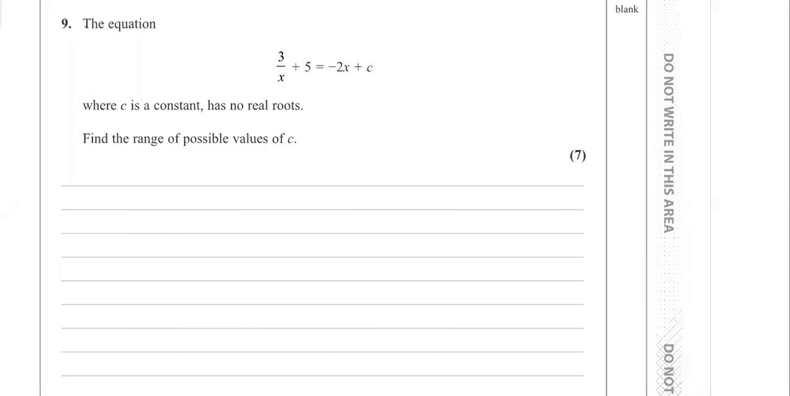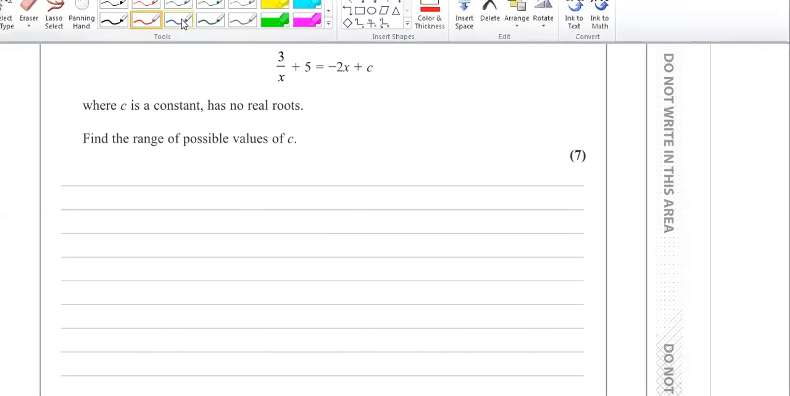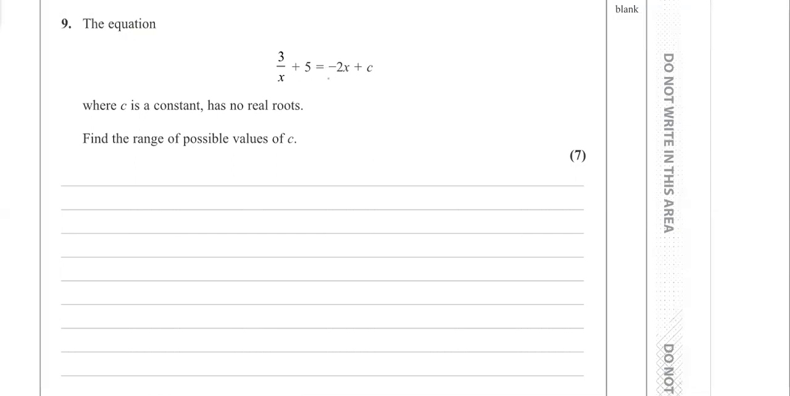Question number 9: the equation 3 over x plus 5 equals minus 2x plus c, where c is a constant, has no real roots. Find the range of possible values of c. To find the range of possible values of c, first we need to rearrange this. Let's rearrange it: 3 over x plus 5 equals minus 2x plus c.